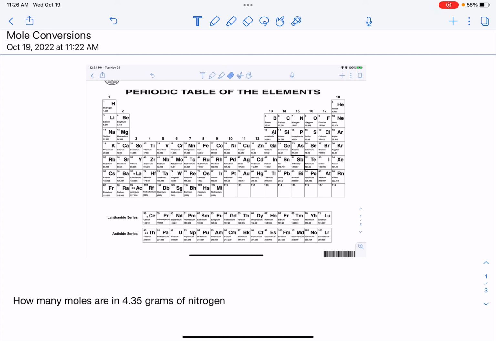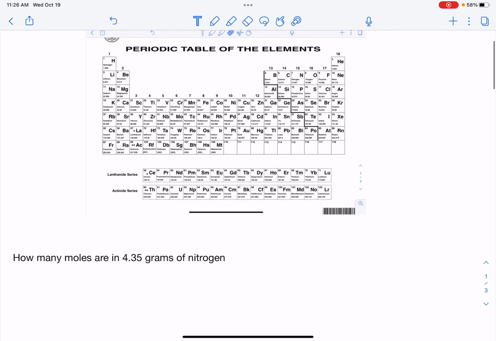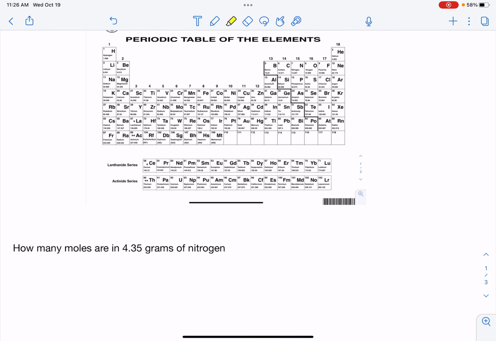Hi everybody, in this video I'm going to go over some mole conversions to study for our test. Okay, let's take a look at this first one. How many moles are in 4.35 grams of nitrogen?